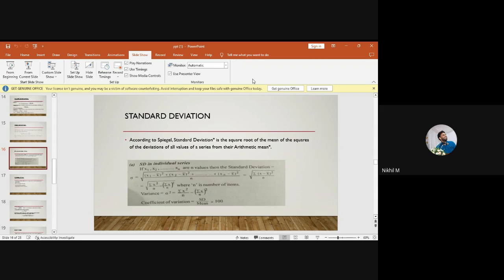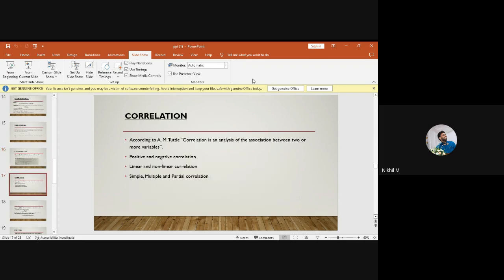So the next area is correlation. Correlation and regression are the two remaining areas. Correlation is an analysis of the association between two or more variables. Correlation is used for finding the relationship or association between two or more variables.